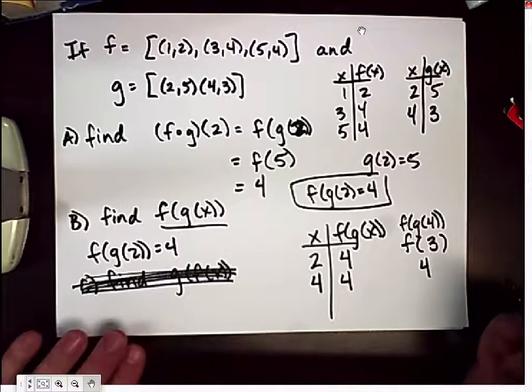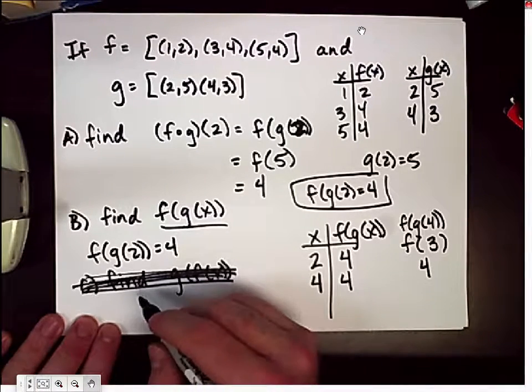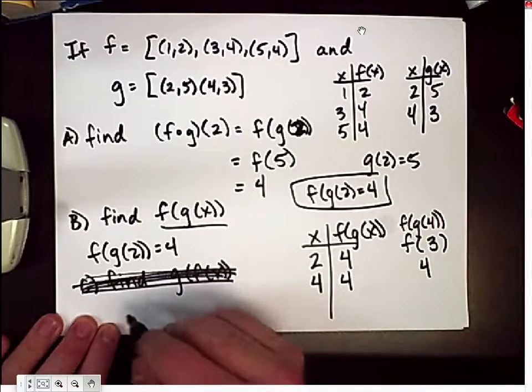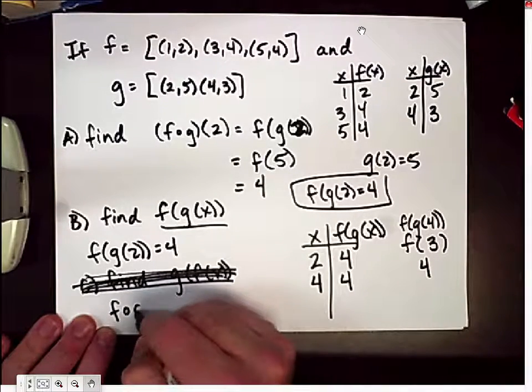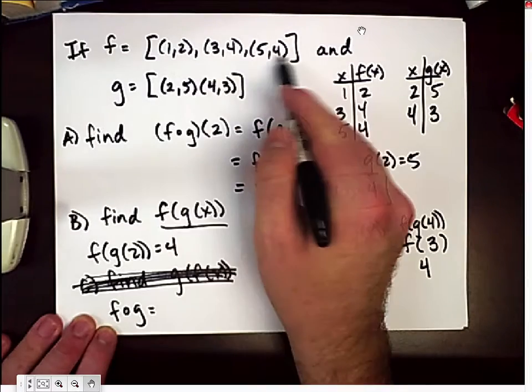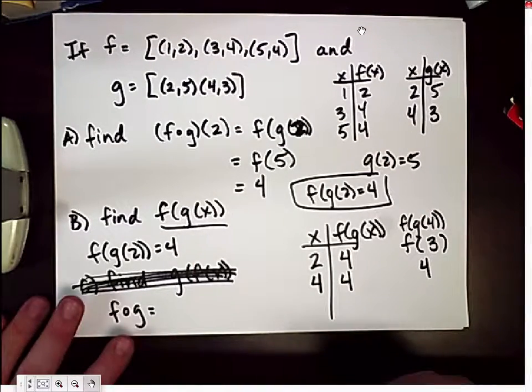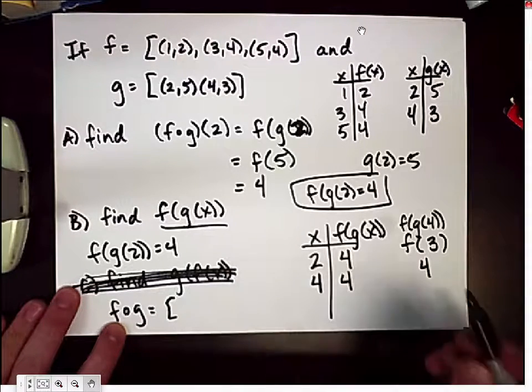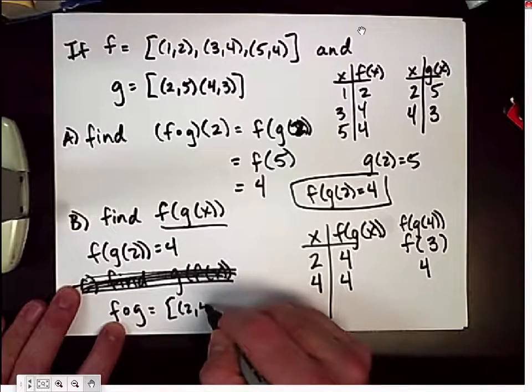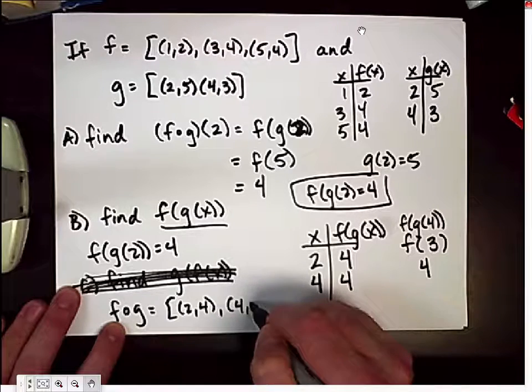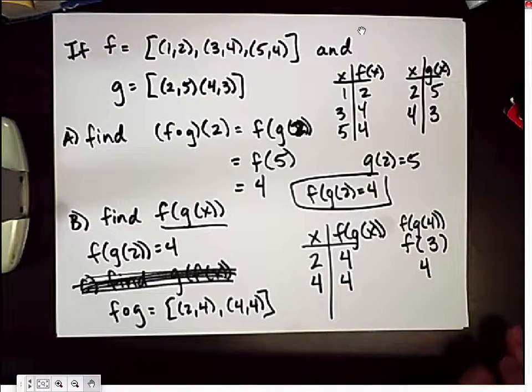Okay? So if I ask you to find what f circle g is, you would list it like this. Because we don't know the rules, we only know ordered pairs. So for f circle g, we know that when you input a 2, you get 4, and when you input 4, you get 4. And those are the only 2 points on that function. Okay?